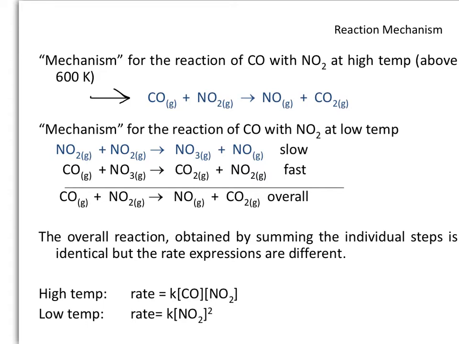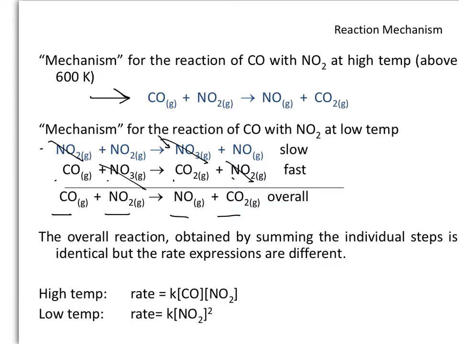Now, this can occur as NO2 plus NO2 gives you NO3 and NO. Then that NO3 reacts with CO to give you CO2 and NO2. And that's a fast step. And when you add both of these, you can hopefully see that the NO3 and the NO3 will cancel off. The NO2 and NO2 will cancel off. So you're left with CO plus NO2 gives you NO plus CO2.